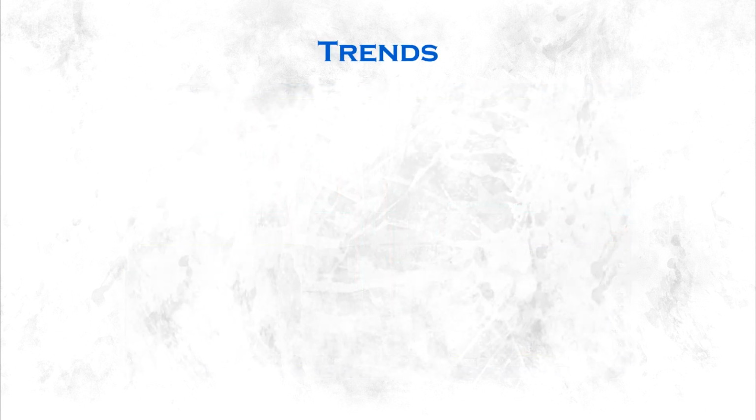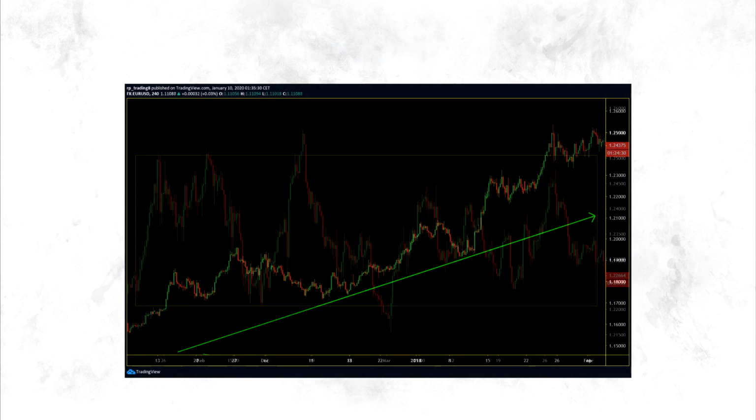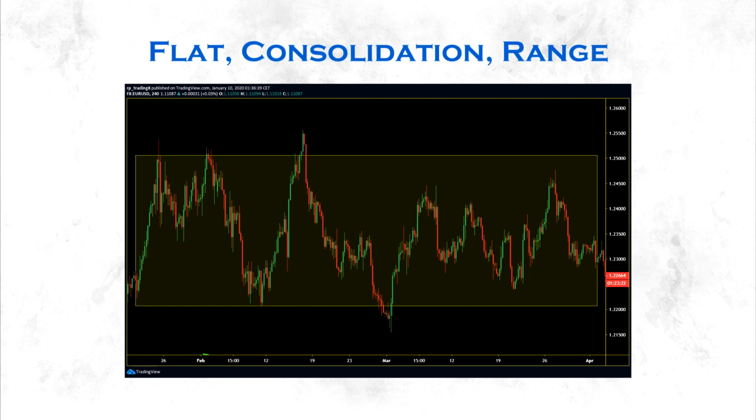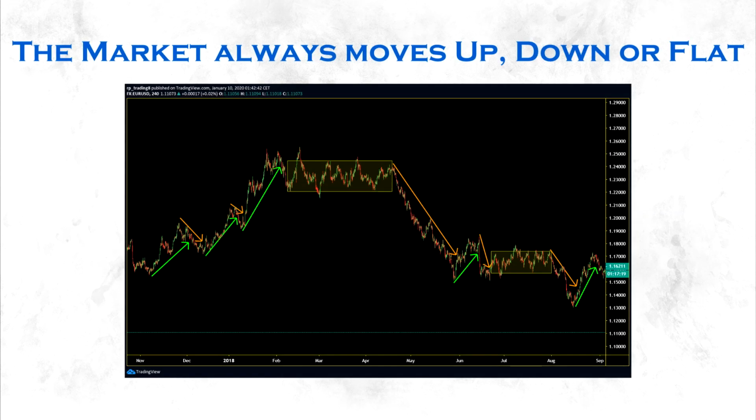Next thing I want to talk about is trends. We are going to talk more about trends in the market structure lesson in this course, but let me give you the absolute basics about trends. If the market is moving upwards, we call it uptrend, and it looks like that. If the market is moving sideways, we call it flat or consolidation or range, and it looks like that. If the market is moving downwards, we call it downtrend, and it looks like that. The market is always moving in these three different trends: up, down, or sideways. And that's it.